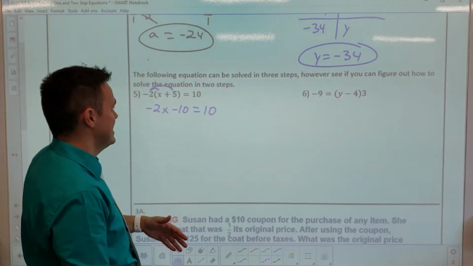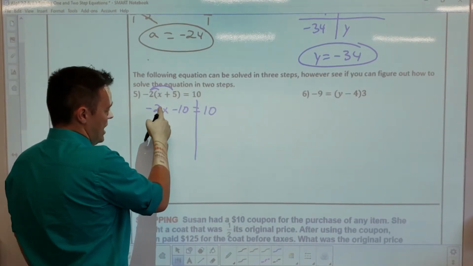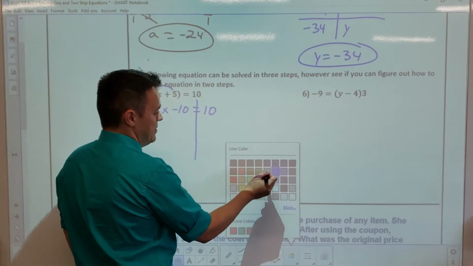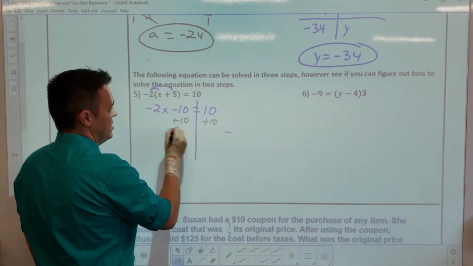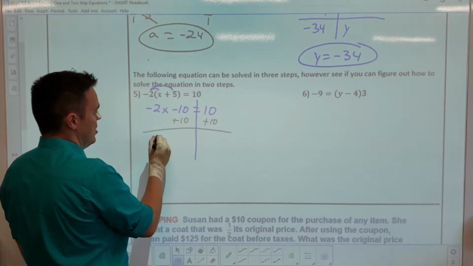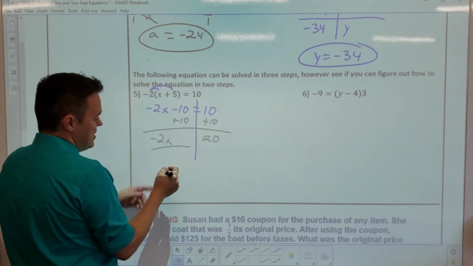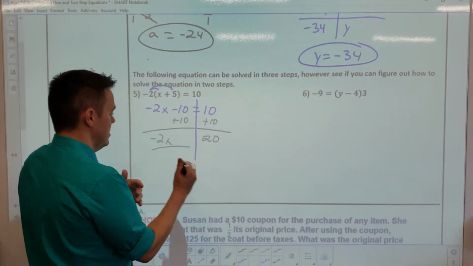Okay, next step, you've got to keep the x there, you can't touch it, so you get rid of everything around it. So this is going to be plus 10, add it together. So that's a 0, negative 2x, that's 20. Then you divide because that's multiplication. Opposite of multiplication is division.